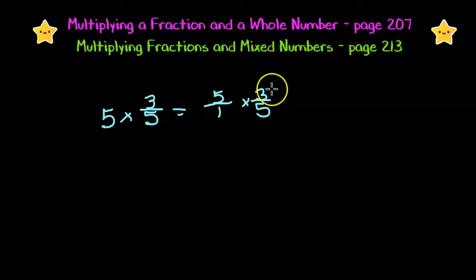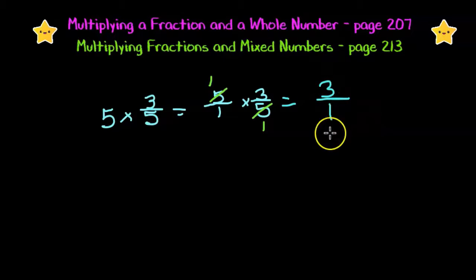There's not a common factor here with 1 and 3, so I'll leave those alone. But here I've got a 5 and a 5, so I can cancel both of those out and make them a 1. Now I can multiply. 1 times 3 would give me 3, and then 1 times 1 would give me 1. Now, what do I do here? What is 3 over 1?